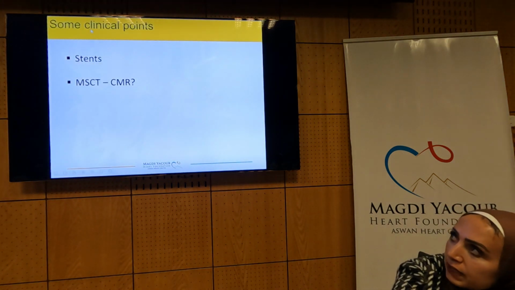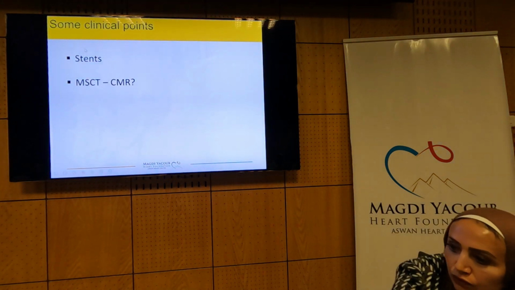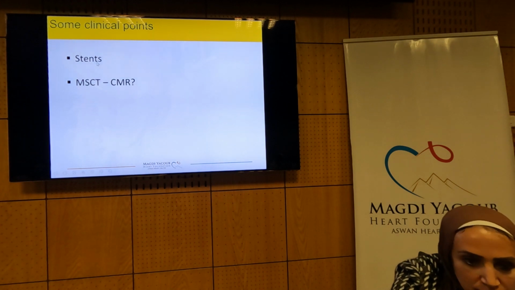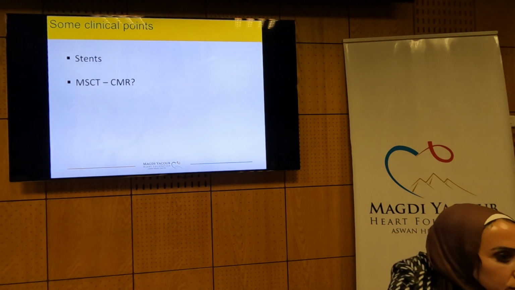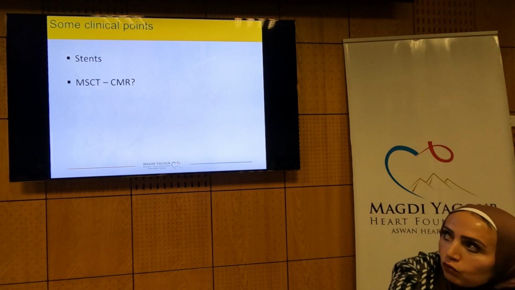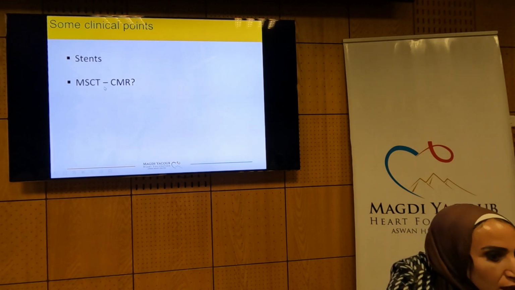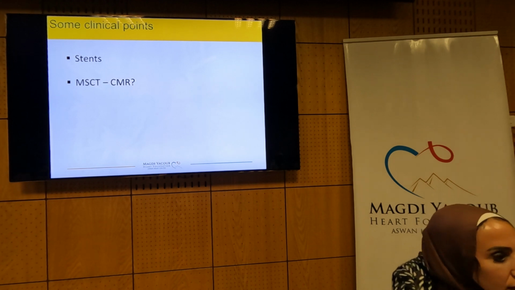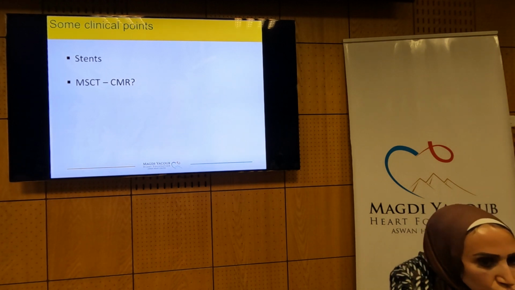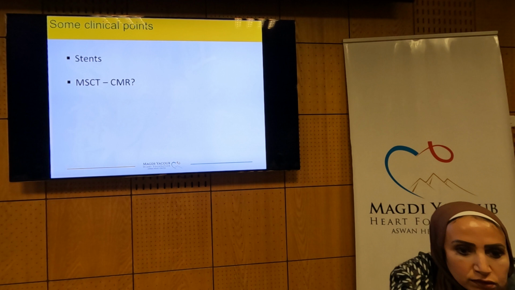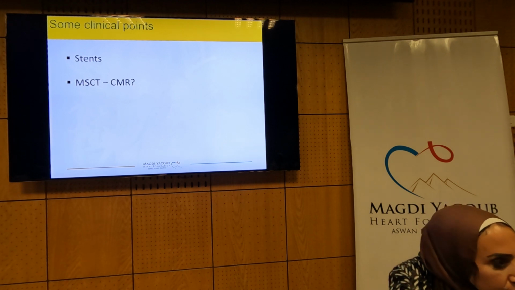Okay, some clinical points also. Many of these aortic coarctations, as Hatem said in his lecture, will go for stenting. So what about multi-slice CT and what about MRI? I would like to declare that all aortic coarctation stents are compatible with MRI. So you can send all these patients for cardiac MRI in a safe way. You don't have to ask for MRI safety for that.